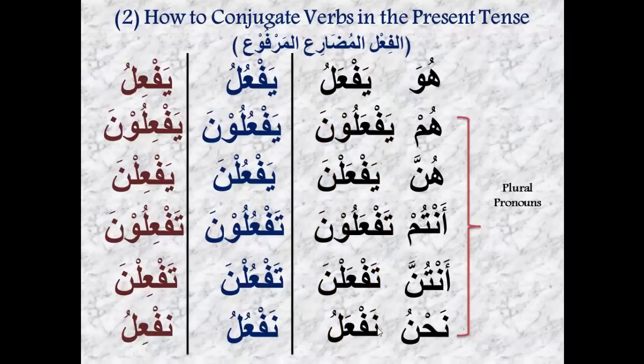Now I want you to pay attention to the modifications we've made. Hum yaf'aluna, we've added the una to the back, just like we did for antum. So they and you all are very similar. The only difference is the ya and the ta in the front. Hunna and antunna are very similar, except for the ya and the ta in the front. And nahnu, naf'al. The noon corresponds to the noon in nahnu. Please repeat and memorize these verbs.